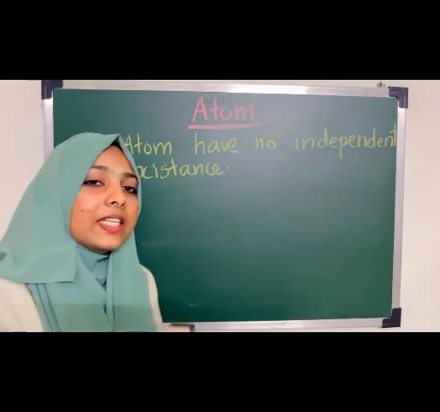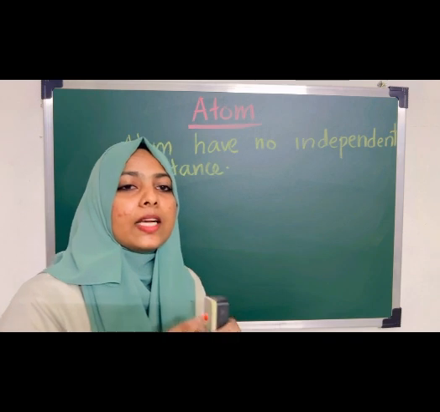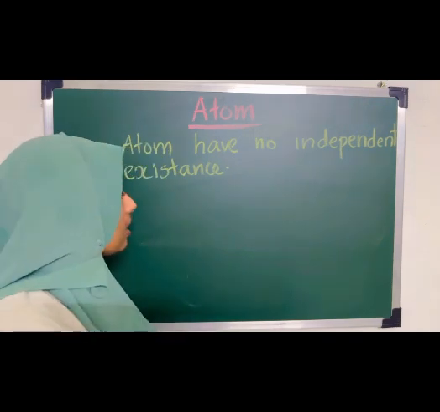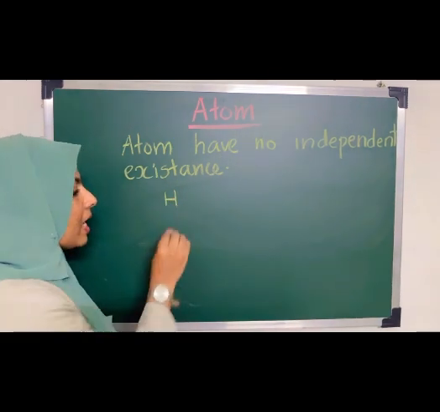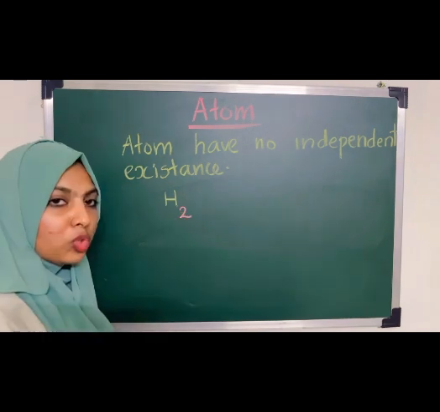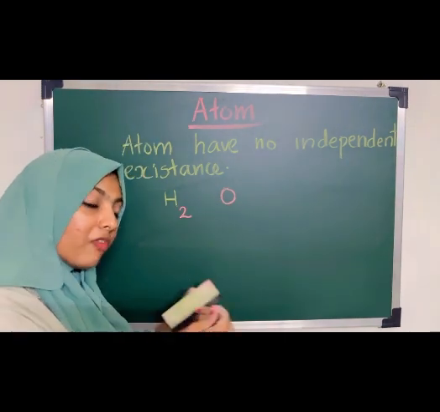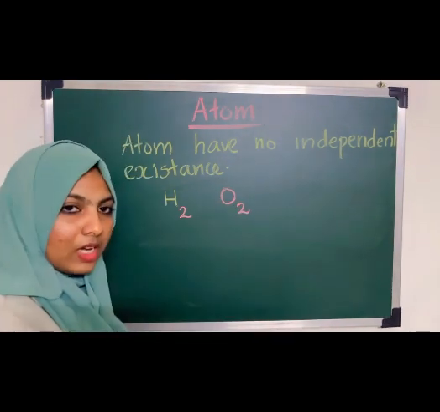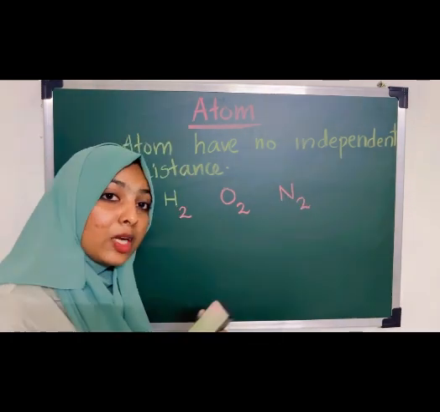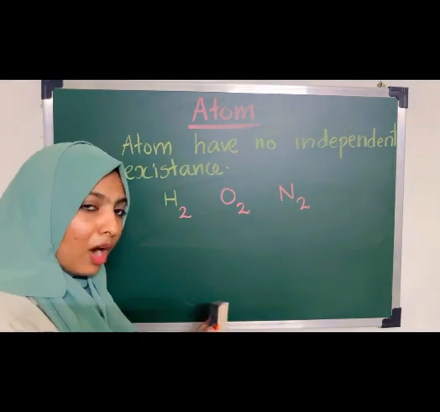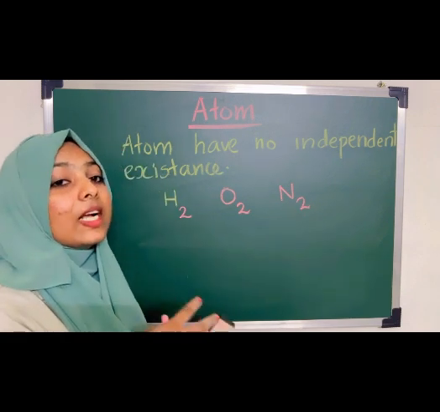Then the next point, atoms have no independent existence. That means you cannot find a single atom. An atom always exists in a combined state. For example, you cannot find a single hydrogen atom. It always exists as H2. You cannot see a single oxygen atom. It always exists as O2. You cannot find a single nitrogen atom. It always exists as N2. That means you cannot find a single atom in the universe. It always exists in a combined state.